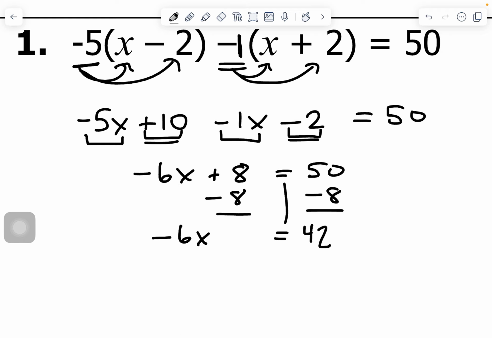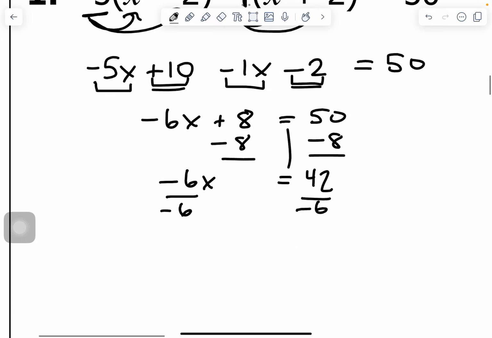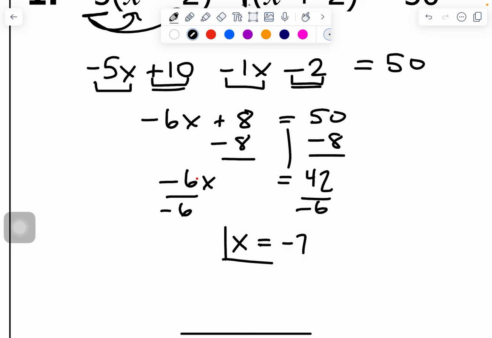I'm going to then divide by -6 on both sides. And again, the reason I'm choosing division there, this can be complicated sometimes. People want to add. It's the operation that's in between the 6 and the x, which is times. So I divide by -6. x ends up giving me -7, and that's my best answer.